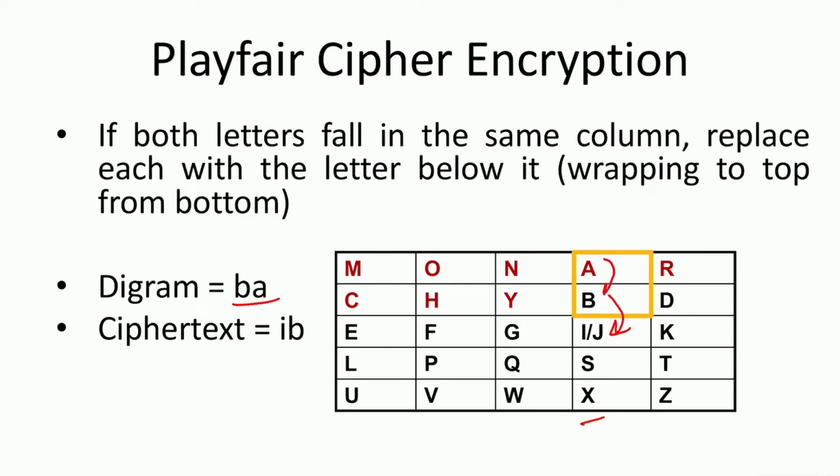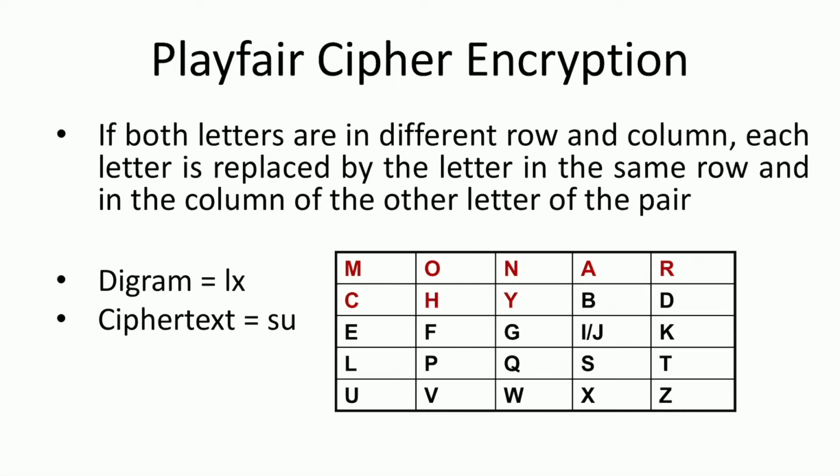And then A will be replaced with B. So the ciphertext is IB. Lastly, if both letters are in a different row and a different column, each letter is replaced by the letter in the same row and in the column of the other letter of the pair.